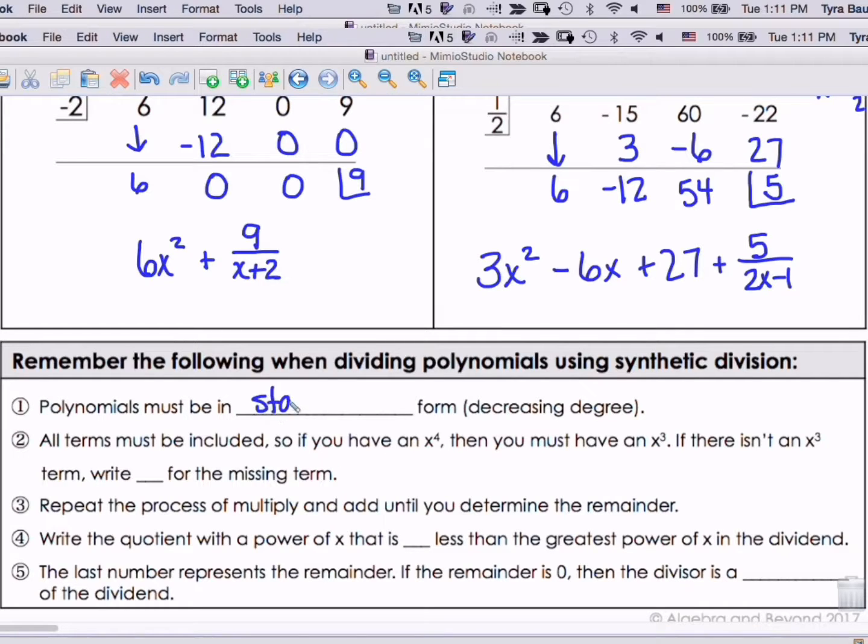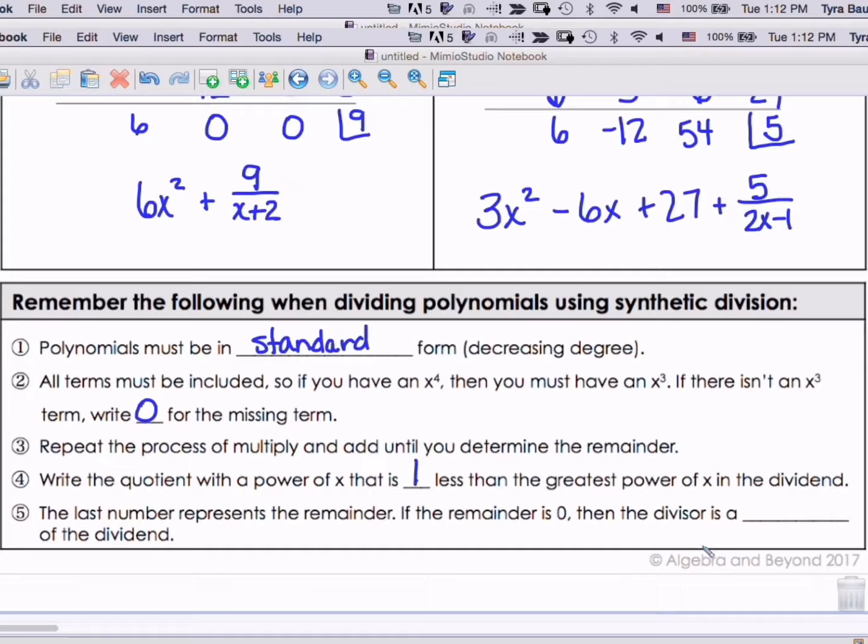Number 1, polynomials must be in standard form, just like when we did long division. Okay, must be in standard form from decreasing degree. All terms must be included, so if you have an x to the 4th, then you must have an x to the 3rd. If there isn't an x to the 3rd term, write 0 for the missing term. Repeat the process of multiply and add until you determine the remainder. Step 4, write the quotient with a power of x that is 1 less than the greatest power of x in the dividend. And step 5, the last number represents the remainder.